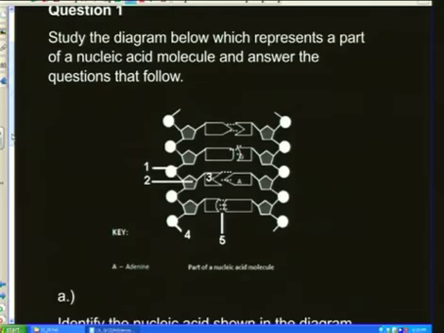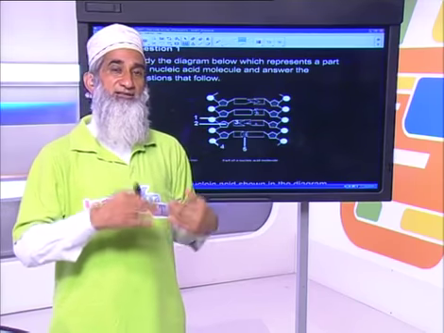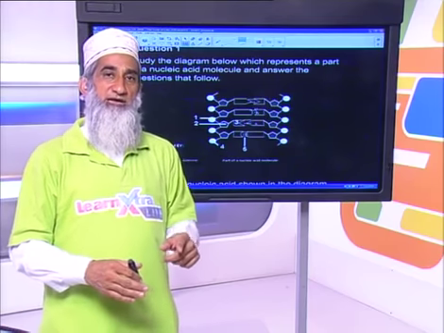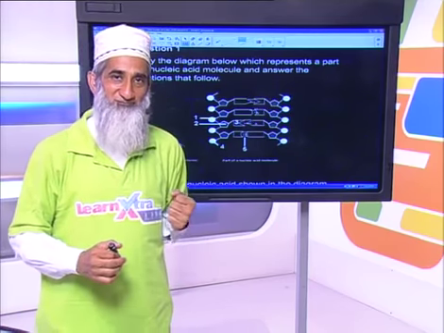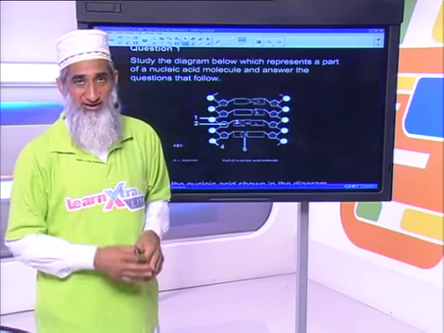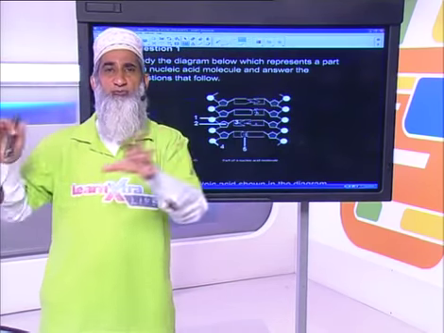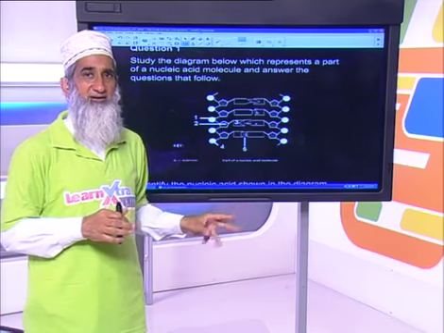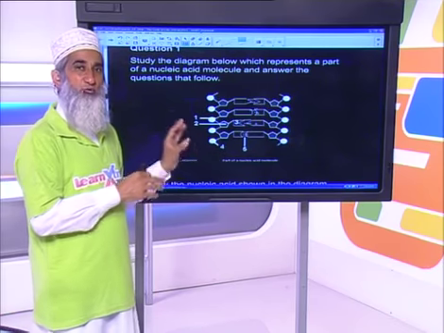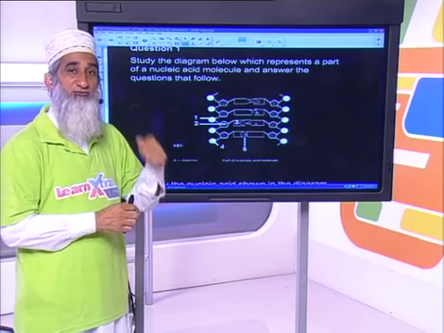Question 1 says, study the diagram below, which represents a part of a nucleic acid molecule, and answer the questions that follow. Obviously, in today's show, this question will be easier than at the end of the year, because you have only learned one nucleic acid so far. By the end of the year, or even by next week, you would have learned the other nucleic acid, and you may have learned other molecules as well. Now it becomes confusing. You've got to choose from those different molecules. But today it's easier. But this is a typical exam type question, so you need to get familiar with this type of work to keep yourself on your toes.